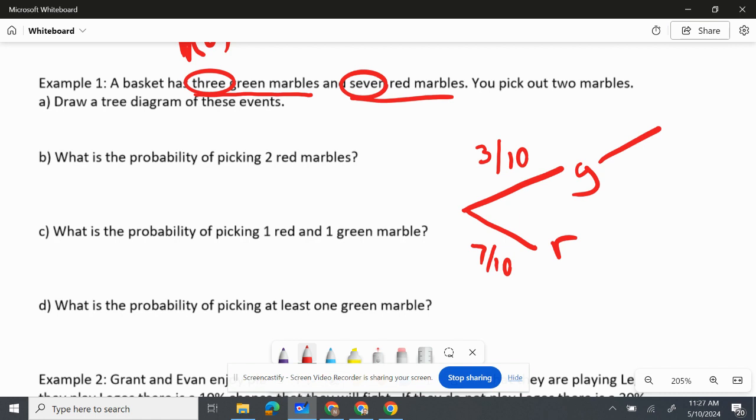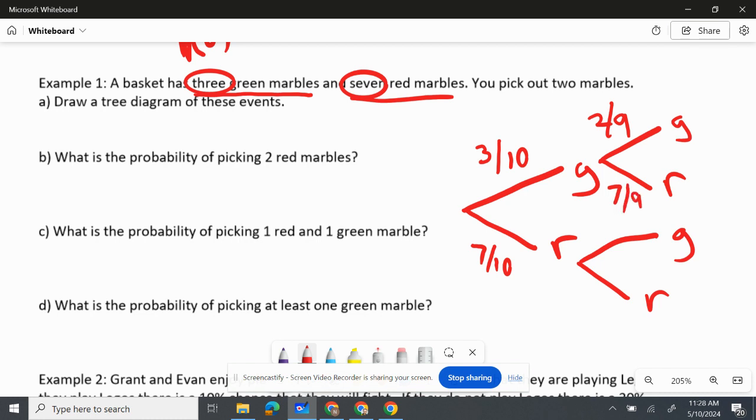Now, if we have a green marble in our hand, there's two possibilities. Either we have a green or a red. And if we have a red, we either have a green or a red. Given we have a green marble in our hand, the probability of getting another green marble would be 2 out of 9, because we have one green marble in our hand. So there's no longer 3, it's now 2. No longer 10 marbles, there's 9. The red marbles would stay the same, still 7, but there's only 9 in there.